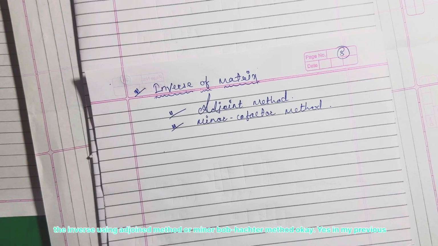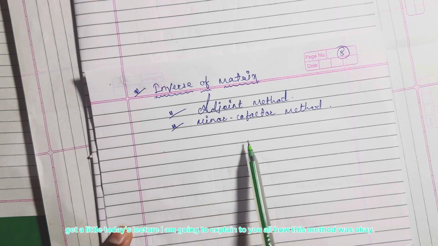In my previous lecture, I already explained another method, the Gauss-Jordan method, for finding the inverse. You can refer to either one, and you will get the same answer. Today's lecture is completely based on the inverse of a matrix using the adjoint method or minor cofactor method. So without further ado, let's get into today's lecture. I'm going to explain how this method works.